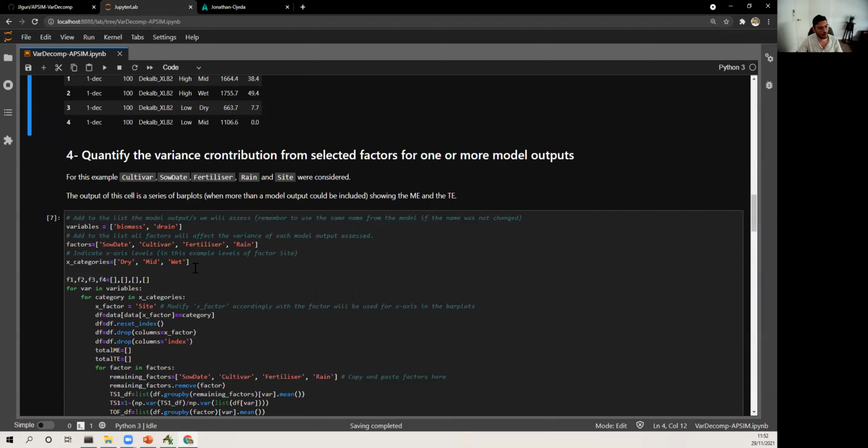So what you need to do is choose one of these factors and say, well, I want to assess this across sites, across rain environments, across cultivars, or across sowing dates.